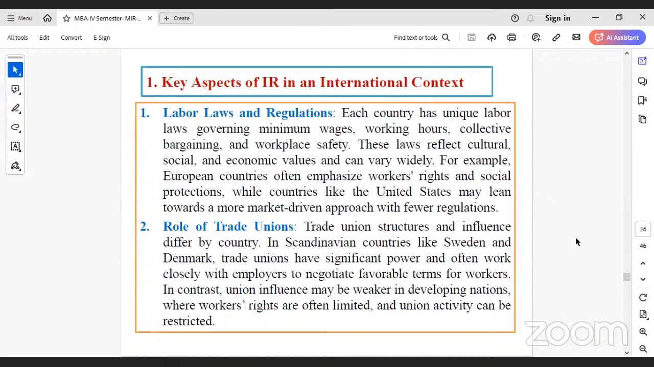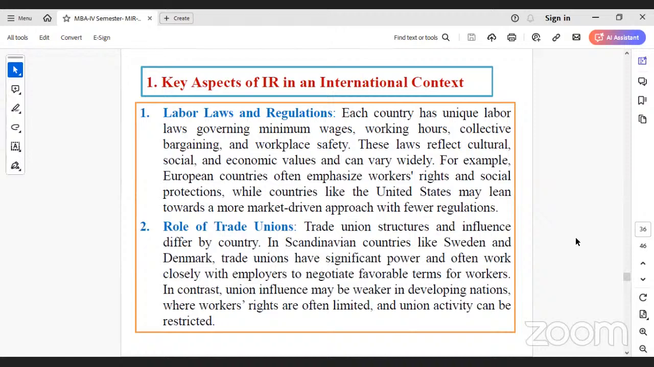Now, what are the key aspects in the international context? Labor laws and regulations, and the role of trade unions. Labor laws and regulations: each country has unique labor laws governing minimum wages, working hours, collective bargaining, and workplace safety. These laws reflect cultural, social, and economic values and can vary widely. For example, European countries often emphasize workers' rights and social protection, while countries like the United States may lean towards a more market-driven approach with fewer regulations.